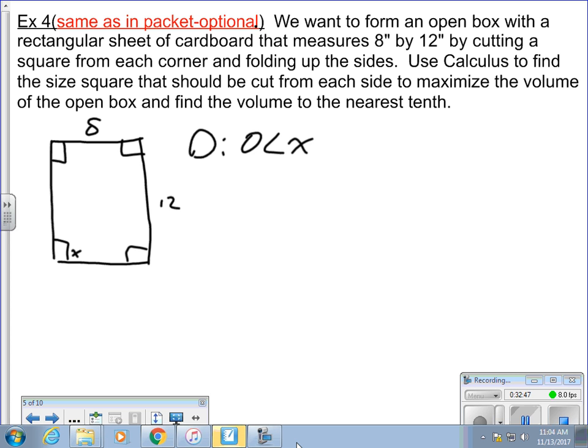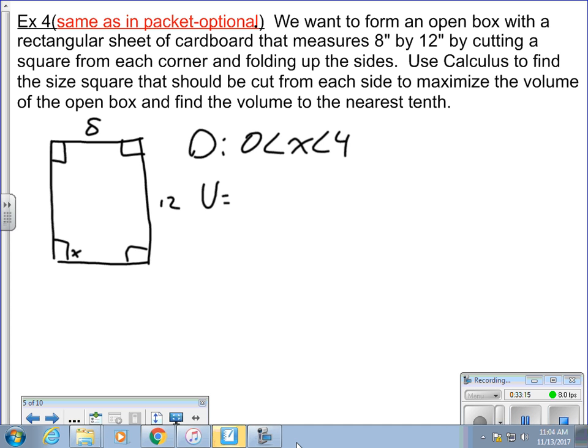If I'm taking off from this side and I'm taking off from this side, what's the most I can take off? 4. Because I can't do more than 4. I can't cut 5 inches because then I can't cut 5 inches on the other side because I got 3 left to cut. So my maximum is 4. So my range has to be between 0 and 4.